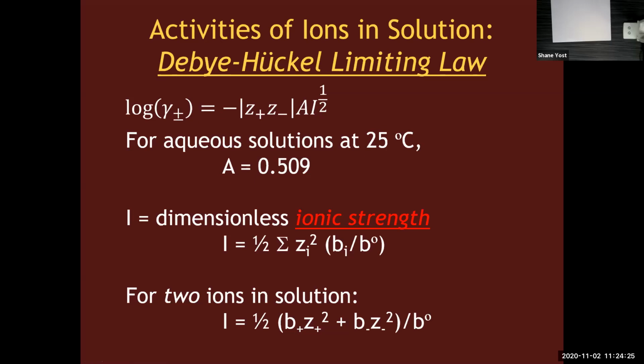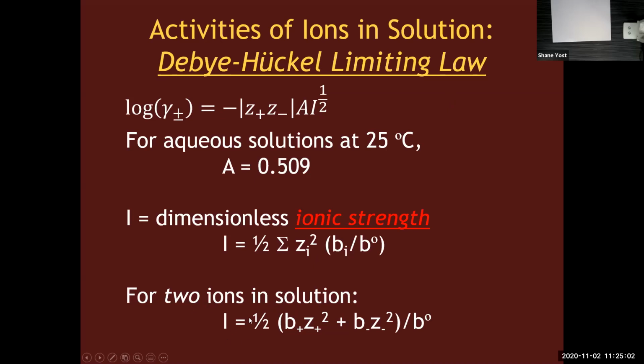So I is a unitless quantity, and it gets that way because we divide by 1 molal for all of our concentrations. Again, this is the sum of your charges squared times their concentrations, which gives you roughly an effective charge in the solution. That's why it's related to the ionic strength of the solution. How strong of an ionic presence do you have in your solution? How many ions do you have in solution?